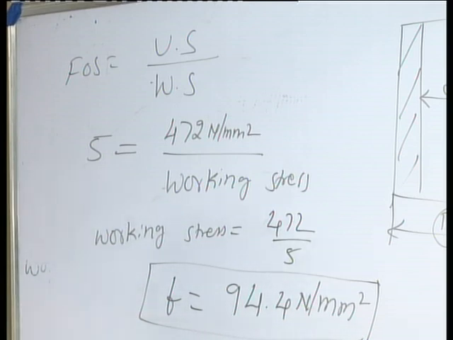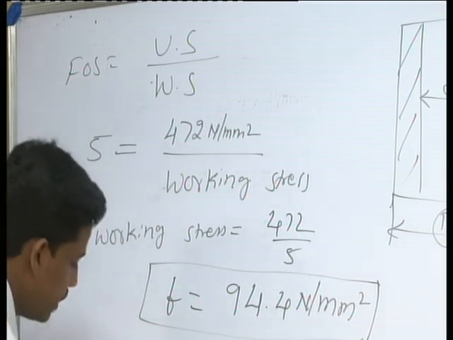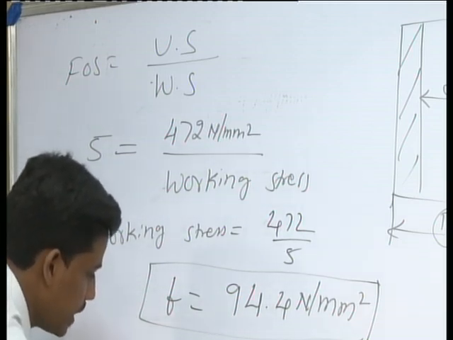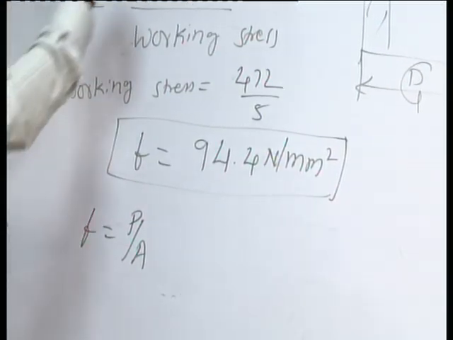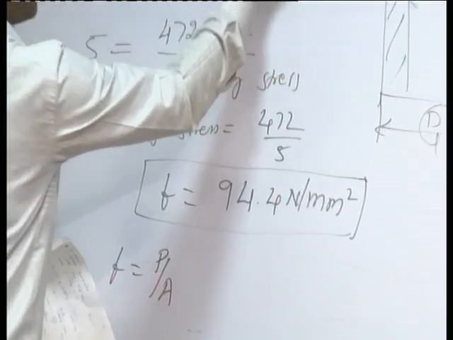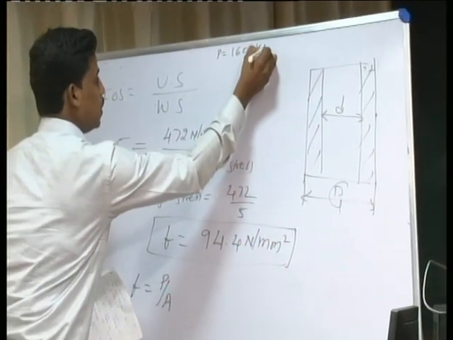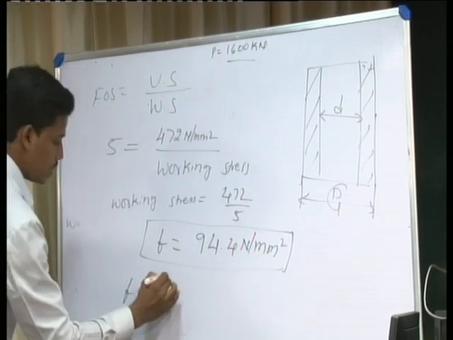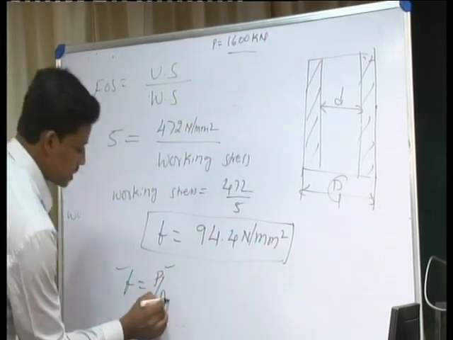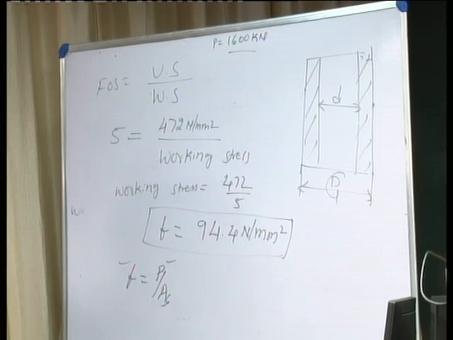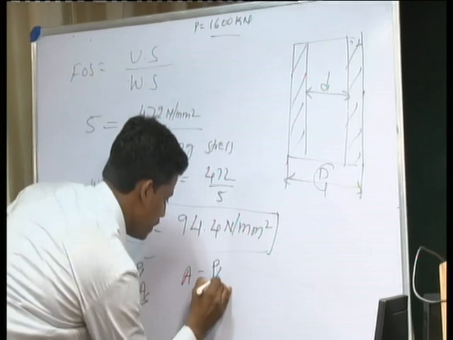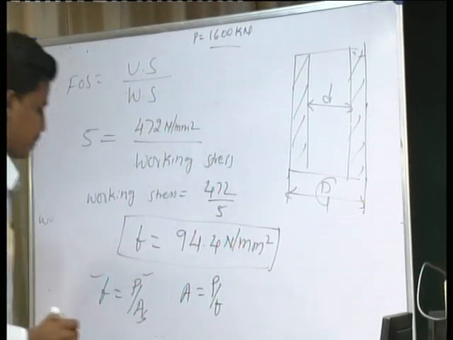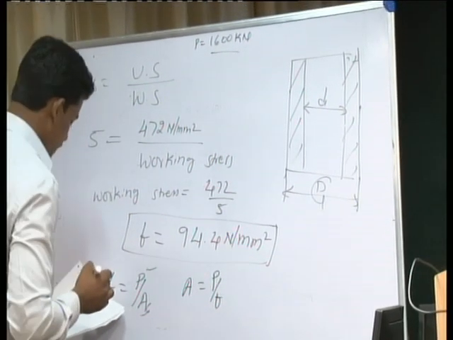As I told already, if we get the working stress, we can calculate the area, because we have F is equal to stress is equal to load divided by area. Here load is given, P is equal to 1600 kilonewton. We know the load and we know the stress, so by using this relation we can calculate the area. Area is equal to P by F.